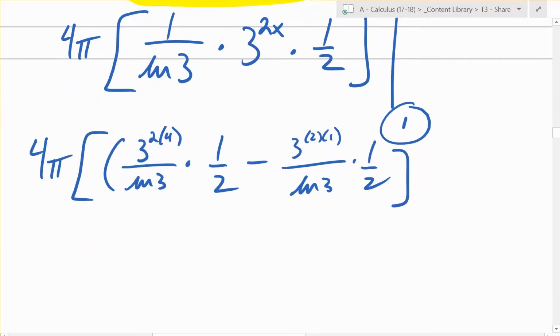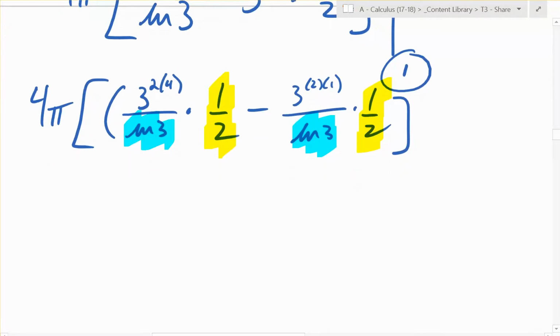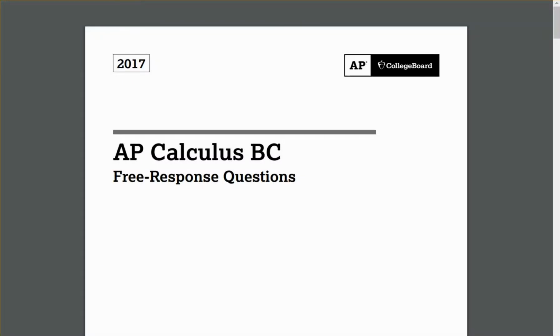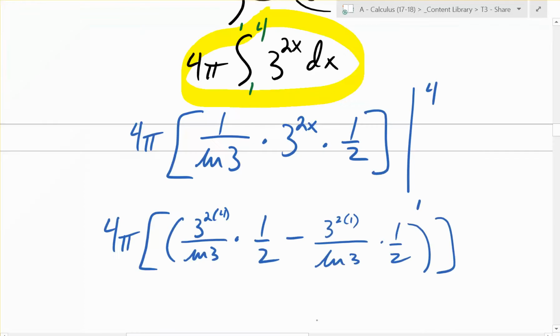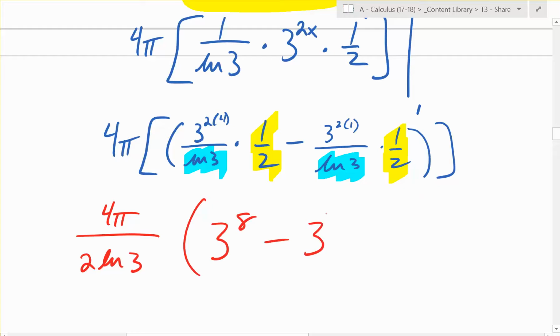So now you can factor out a few things. You can factor out the 1/2. You can also factor out this 1 over ln 3. So what do you end up with? You end up with 4 pi, because that's just right there, over 2 ln 3. Oh, you want to do some AP calculus? So we're going to factor out, we have 1/2 in each of these. We have the ln 3's in the bottom. So what do you end up with? 4 pi over 2 ln 3 times 3 to the 8th minus 3 squared.